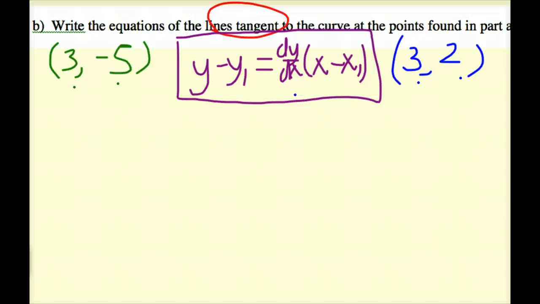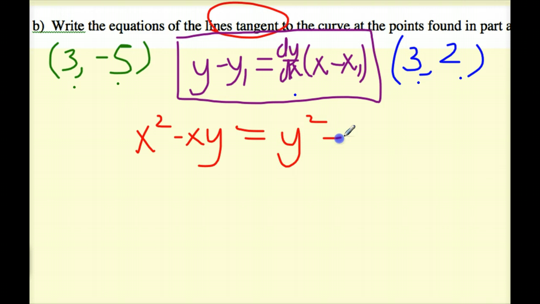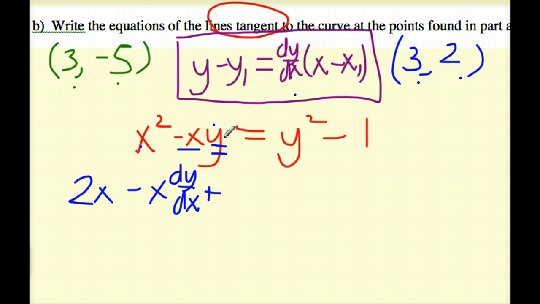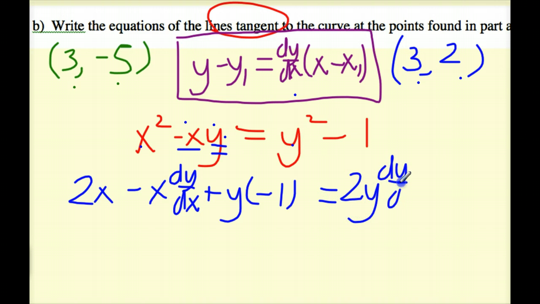So our original problem says x squared minus xy is equal to y squared minus 1. So let's find the derivatives. This derivative is 2x. This right here is the product rule, so the first term times the derivative of y is dy dx, plus the second term, y, times the derivative of the first, which is negative 1, which is equal to the derivative of this is 2y, but I have to stick that dy dx in here, and that derivative is 0.